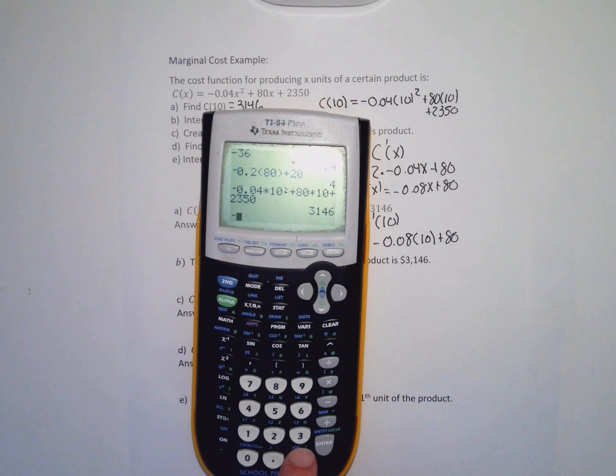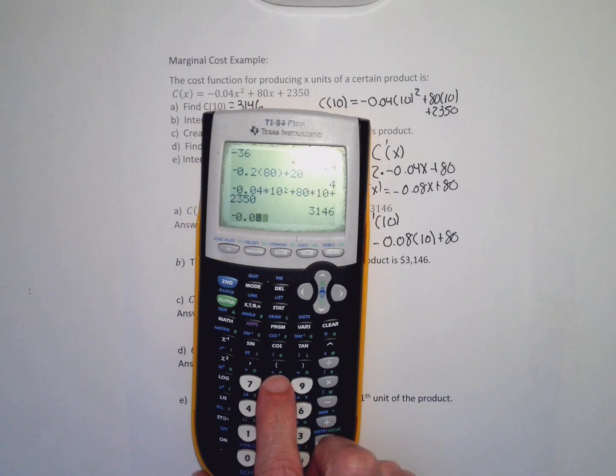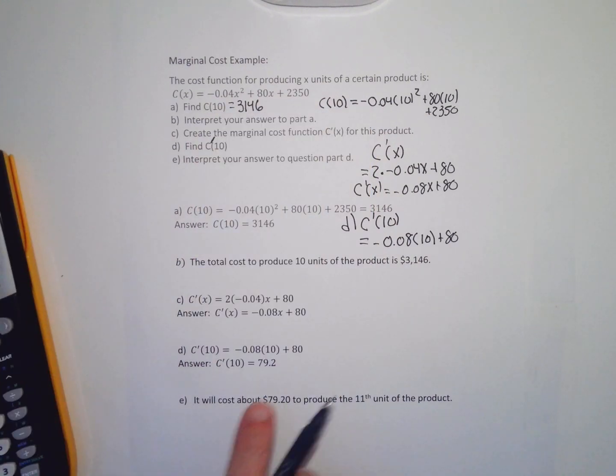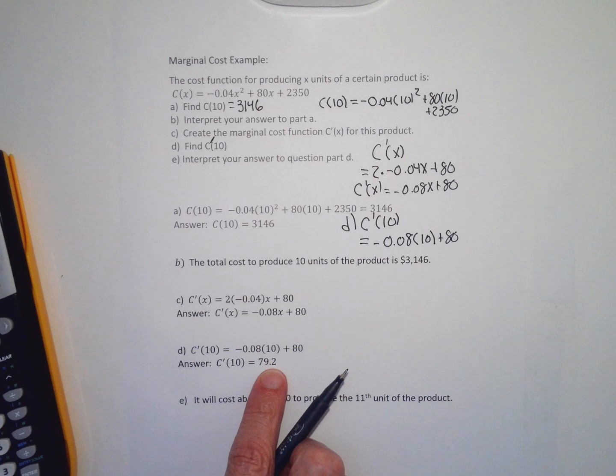So negative 0.08 times 10 plus 80. This gives me 79.20. So my answer to part D is 79.2.